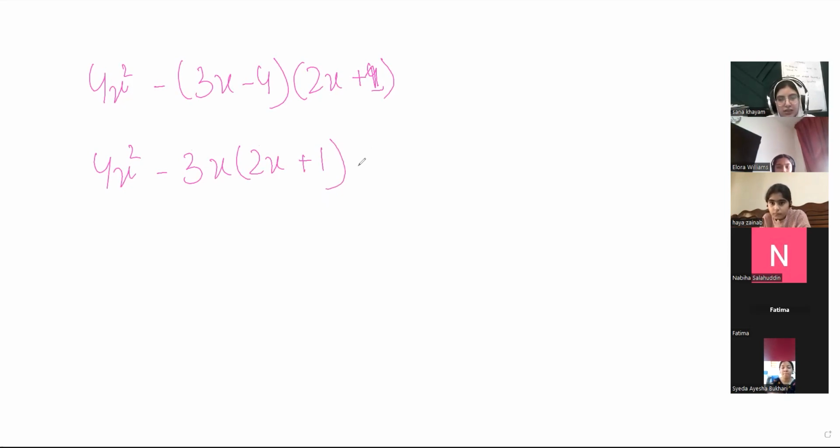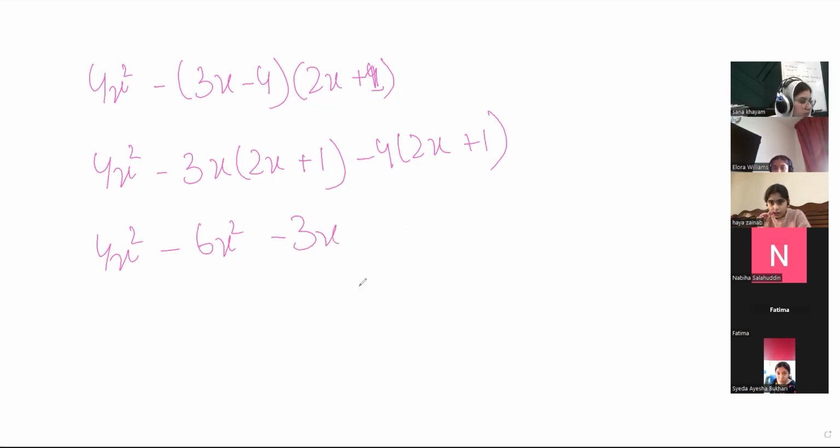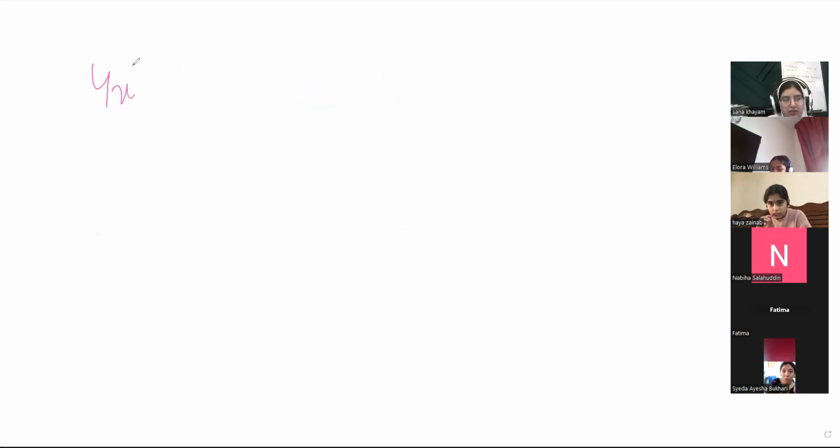And then what is the next thing that we have? Again, minus 4, 2x plus 1, right? 4x square minus 6x square plus minus 3x. Let's take the first bracket rather than the second bracket and see if we get the same answer or not.